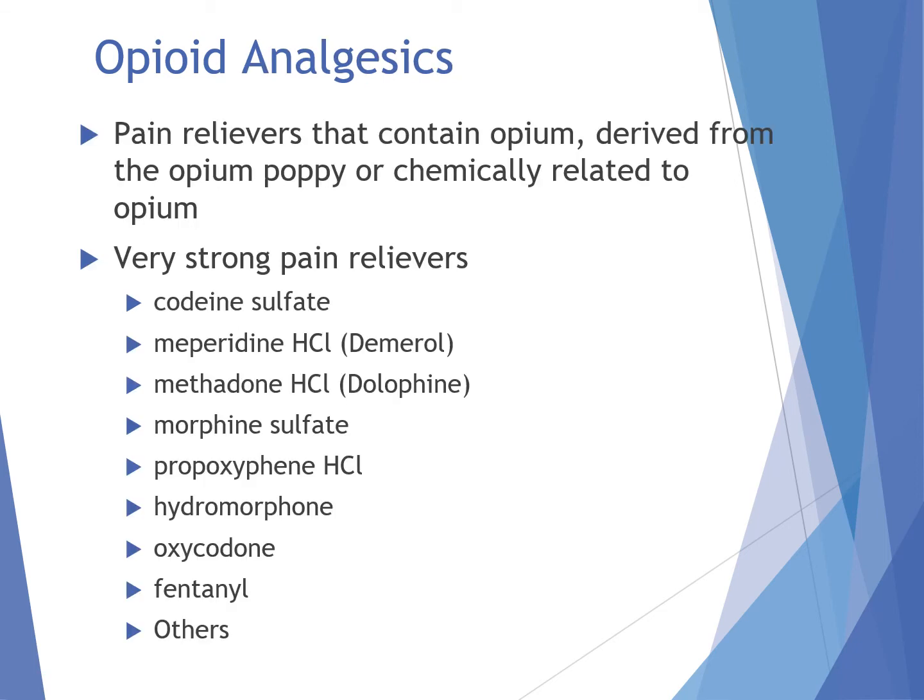Opioid analgesics are pain relievers that contain opium. They're derived from the opium poppy or chemically related to opium. Very strong pain relievers such as codeine sulfate, meperidine, or Demerol, methadone, morphine sulfate, propoxyphene, hydromorphone, oxycodone, fentanyl, and many, many others.